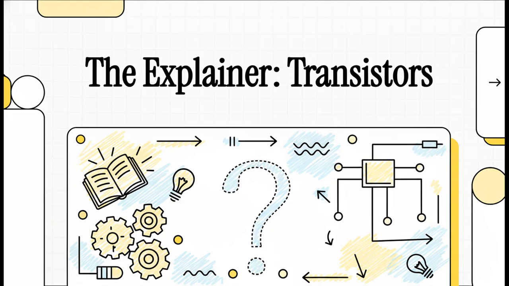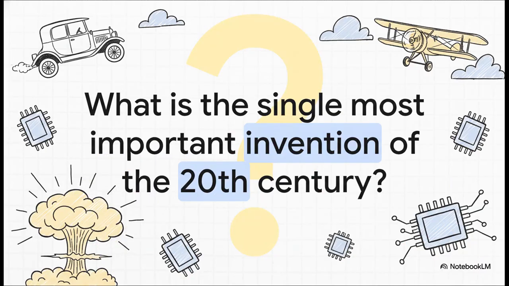Welcome to the Explainer. Today, we're going to dig into something that is quite literally everywhere, and yet almost completely invisible. So let me ask you a question. What do you think is the single most important invention of the 20th century? I mean, really think about it. The car? The airplane? Maybe even the rocket? All amazing, for sure. But what if the answer was something else entirely?